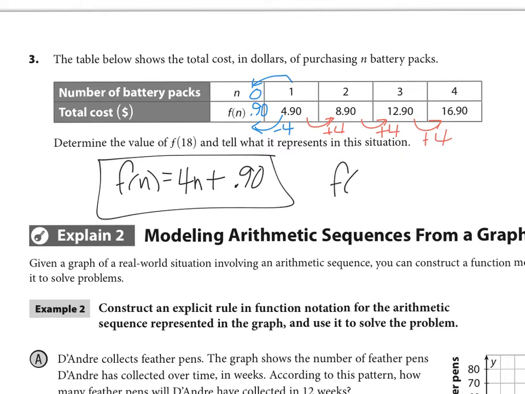Then I find f of 18. So again, I go on my calculator, change my equation out now, 4x plus 0.90. Go to my table, type in 18, and I get $72.90. In other words, that means when I purchase, total cost in dollars of purchasing n battery packs, when I purchase 18 battery packs, it's going to cost me $72.90.